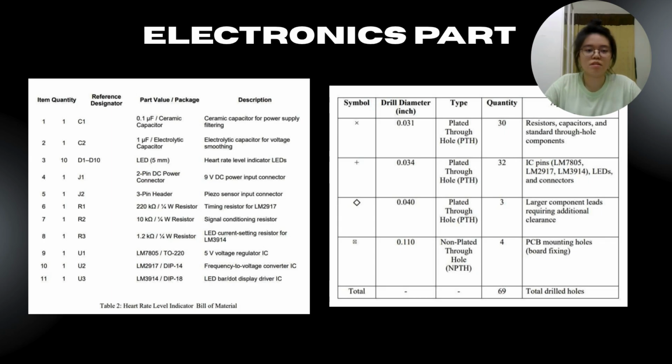This is the bill of materials. It lists all the electronic components used in the project, such as 2 capacitors, 3 resistors, 10 LEDs, 2 connectors, and 3 integrated circuits, which are LM2917, LM7805, and LM3914.